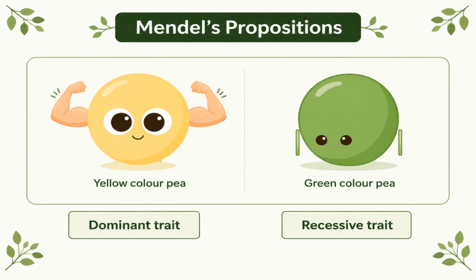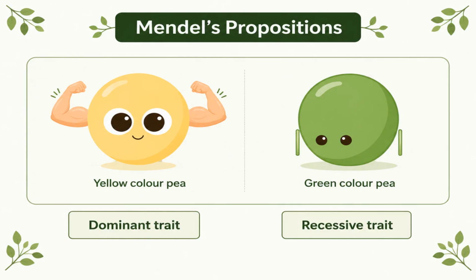Now, students, let us understand one of the most important concepts given by Mendel, dominant and recessive traits. Look carefully at this example of seed color. Mendel crossed yellow-colored seeds with green-colored seeds. After crossing them, all the seeds in the F1 generation became yellow. No green seed appeared in the F1 generation. Now Mendel started thinking, why did only yellow color appear? Where did the green color go?